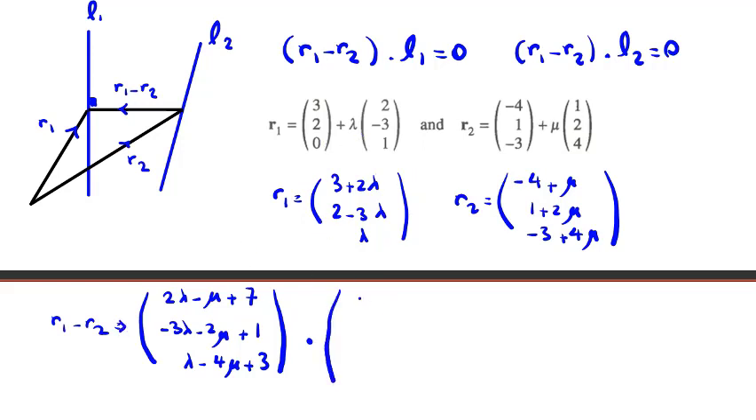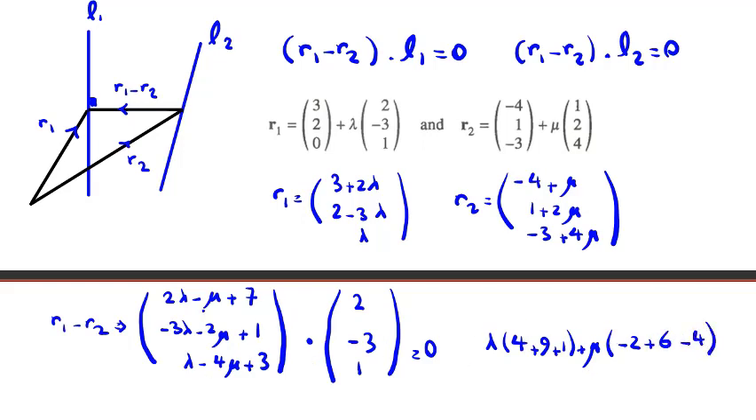L1 dotted with the vector (2, -3, 1) equals 0. Let's consider the coefficient of lambda first. 2 times 2 is 4, minus 3 times negative 3 is plus 9, 1 times 1 is plus 1, plus mu. Now the coefficient is negative 2 plus 6, negative 4, and the constant term will be 14 minus 3 plus 3 equals 0.